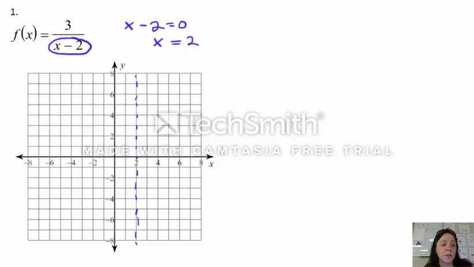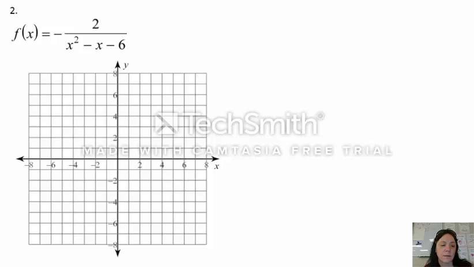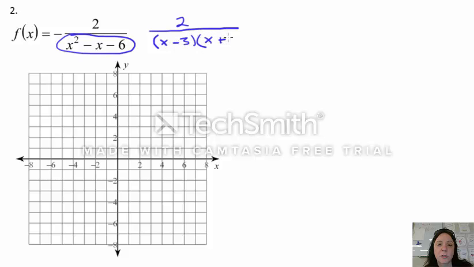So let's go and look at problem 2 next. Here's problem 2. Once again, our vertical asymptotes are going to be where we have division by 0. In this case, we have a quadratic expression that will need to be factored. Since I need two things that add to -1 and multiply to -6, I'm going to factor this as x minus 3, x plus 2.